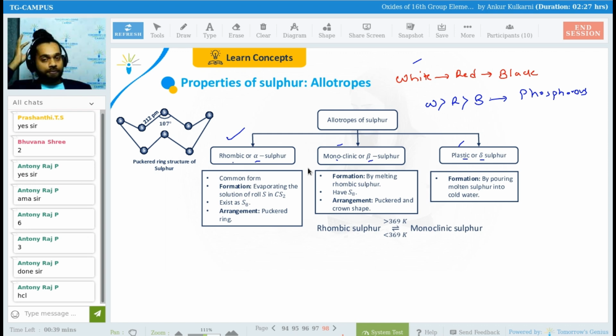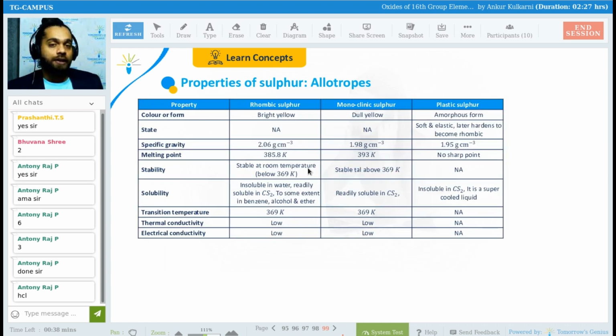I'll come to the stability. First write it down: rhombic sulfur, monoclinic sulfur, and the plastic sulfur. Now look over here. Rhombic sulfur and the monoclinic sulfur. Look over here: transition temperature.